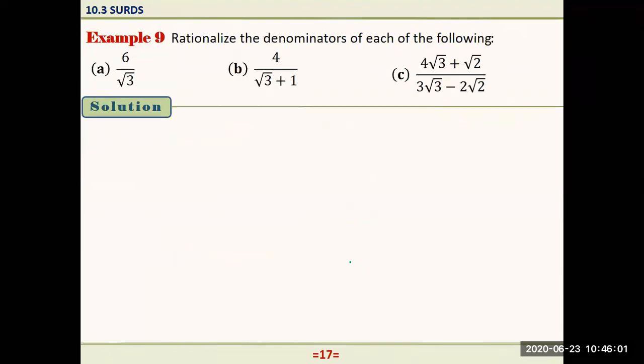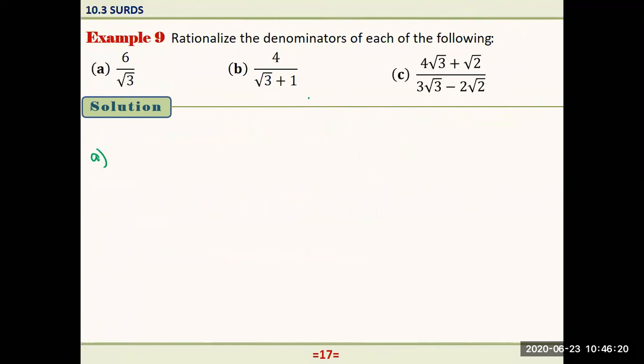Another example: rationalize the denominators of each of the following. As you see here, we are given fractions, right? And the denominators of these fractions are irrational numbers or surds. Okay. So we need to rationalize their denominators.